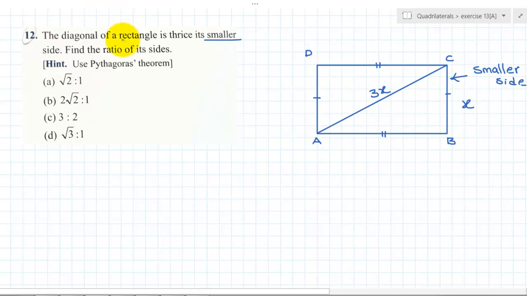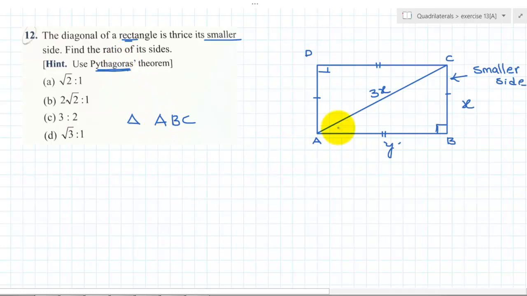Since it is a rectangle, we know that every angle is 90 degrees. So this is 90 degrees. Now if you look at the diagram, ABC is forming a right angle triangle, in which one side is 3x, another side is x, and we have to find out the other side. Let us take the other side as y. Now since it is a right angle triangle, we can apply the Pythagoras theorem. That is why the hint is given as Pythagoras theorem.